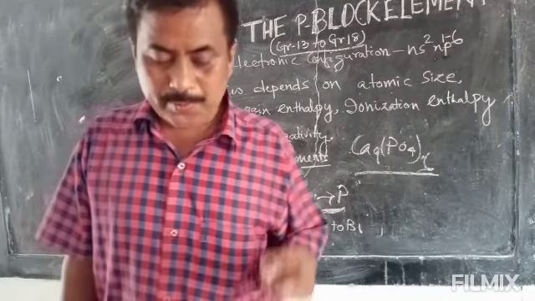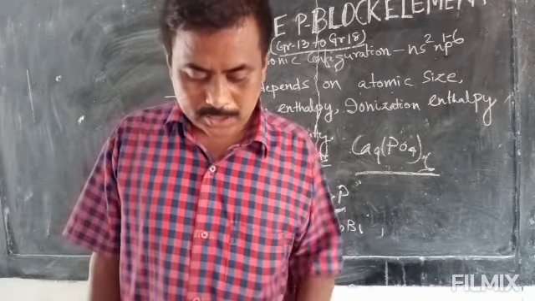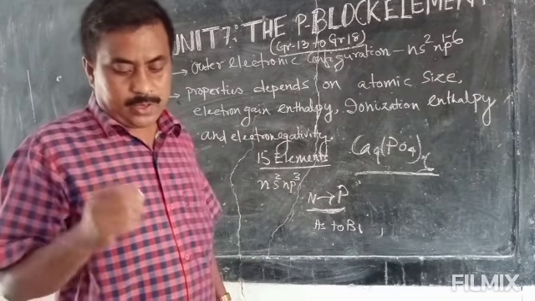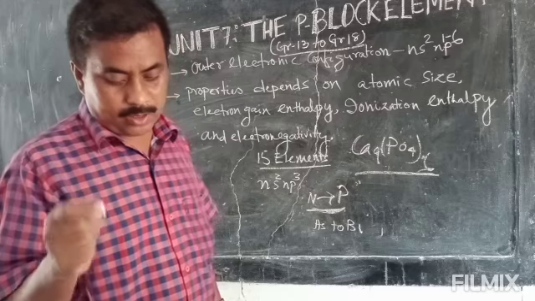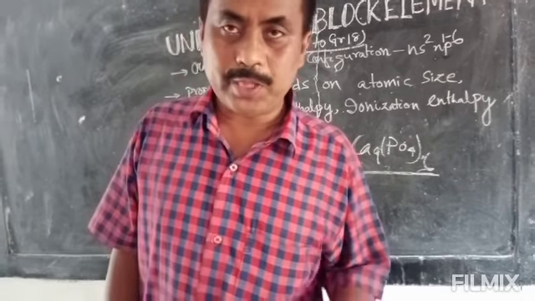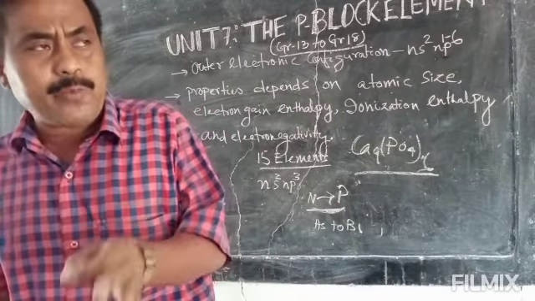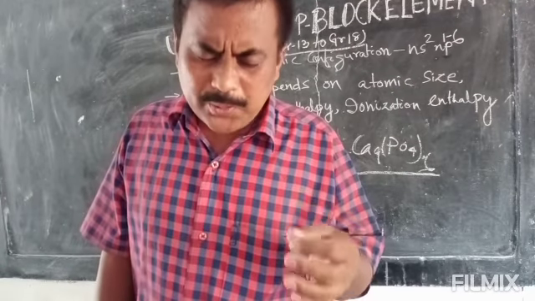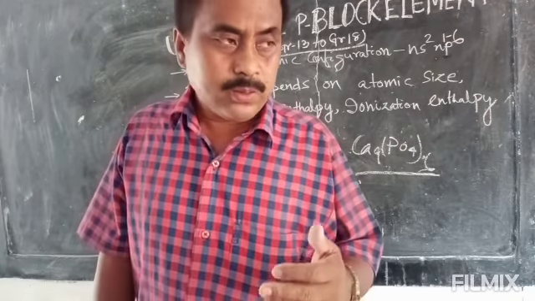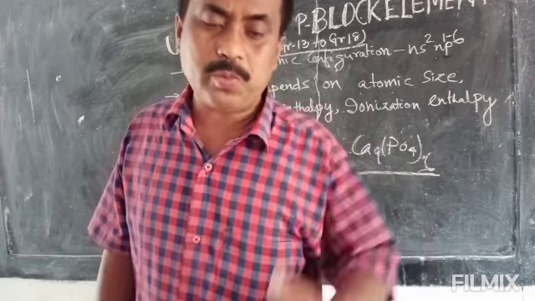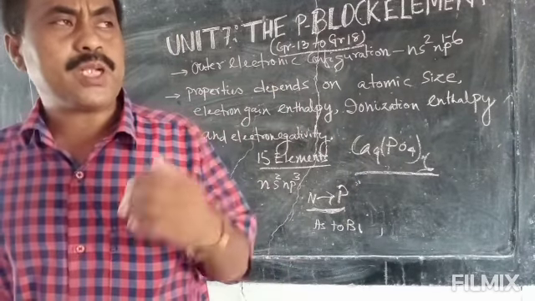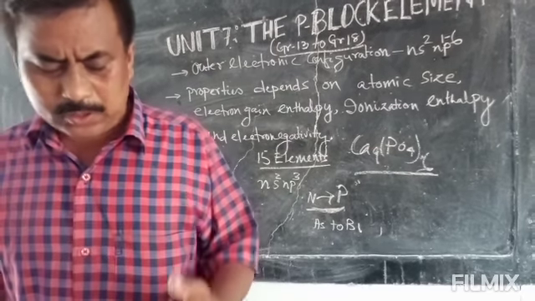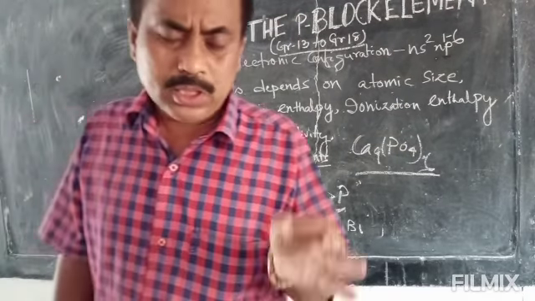This is due to the presence of completely filled d orbitals or f orbitals. Due to the presence of completely filled d or f orbitals, repulsive force starts in between the core electrons and the outermost electrons. This repulsion of outermost electrons makes for the small increase of size.